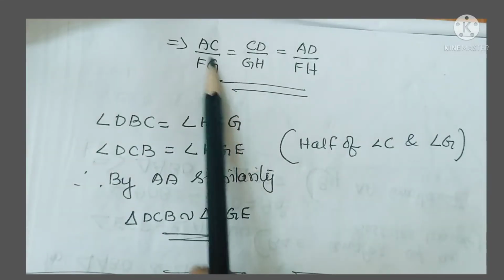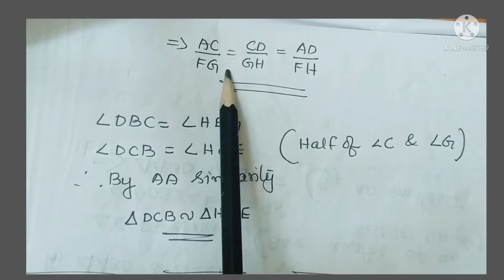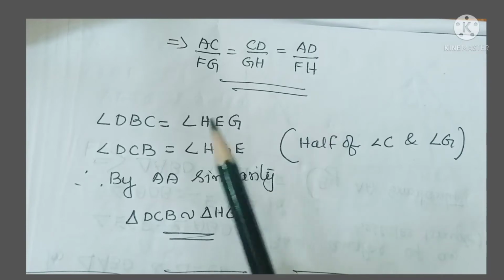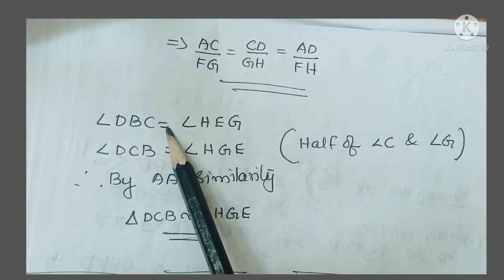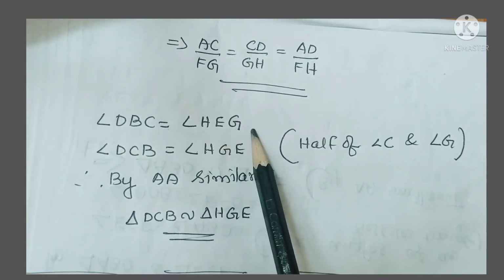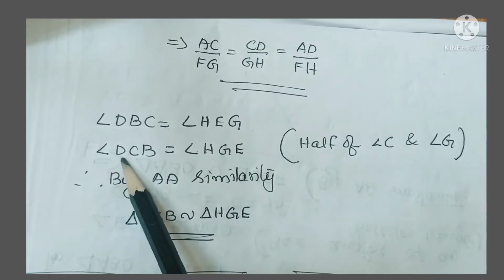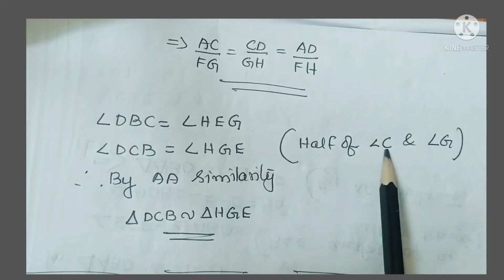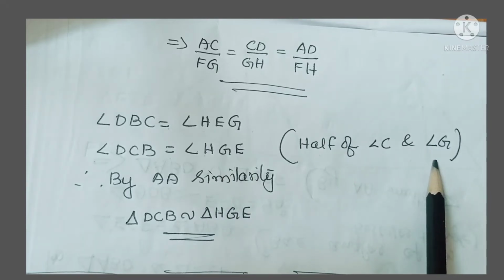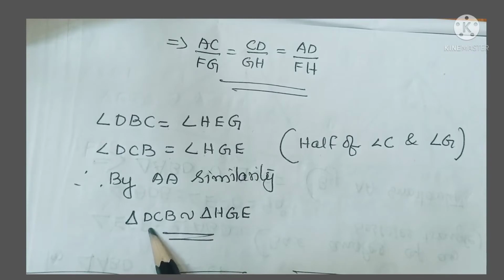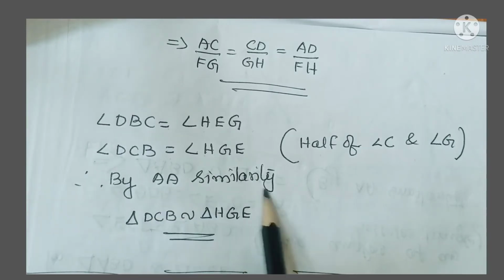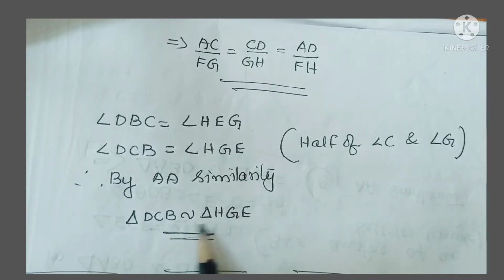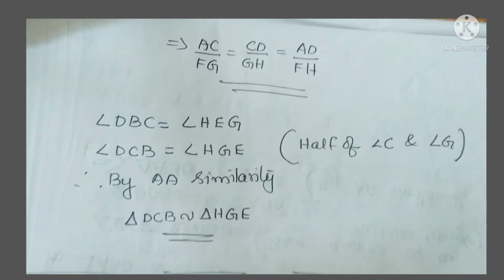So we can take the ratio of their sides, that is AC by FG equals CD by GH equals AD by FH. That is, angle DBC equals angle HEG and angle DCB equals angle HGE, half of angle C and angle G. Then we can apply AAA similarity. Hence, we can write triangle DCB is similar to triangle HGE.